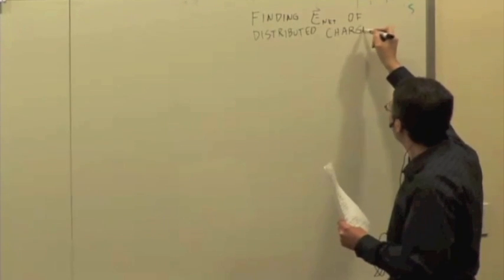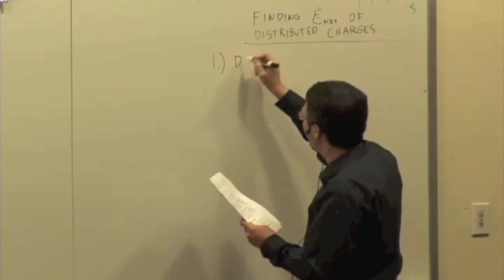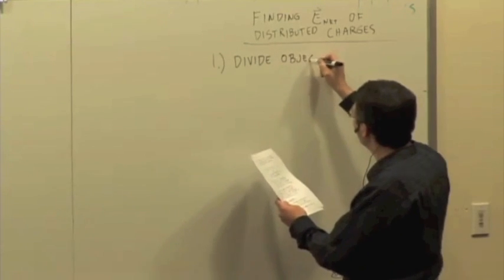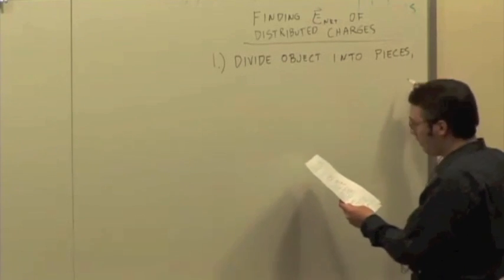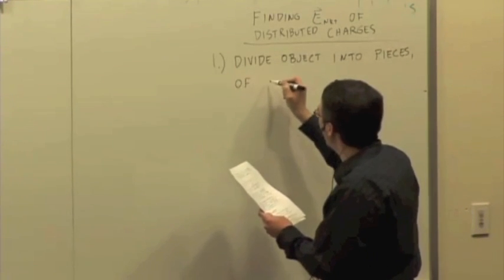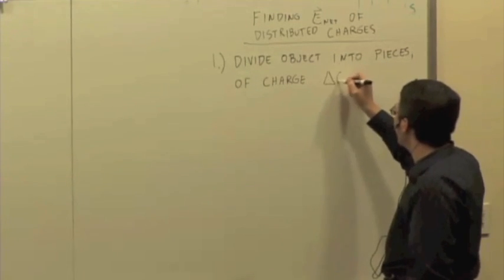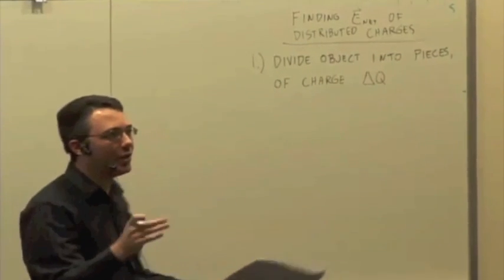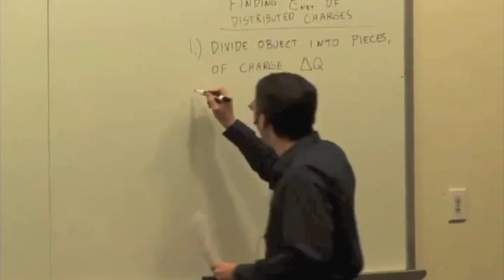And step number one is divide the object into pieces where each has a charge, some small amount of charge. We'll call that charge delta Q. Okay, so if Q is the total charge of the object, then a delta Q, or a little change in the amount of charge, or a little piece of the charge, so we're going to call the charge of a single segment of that object.